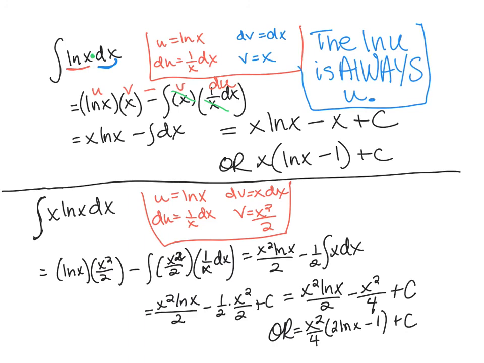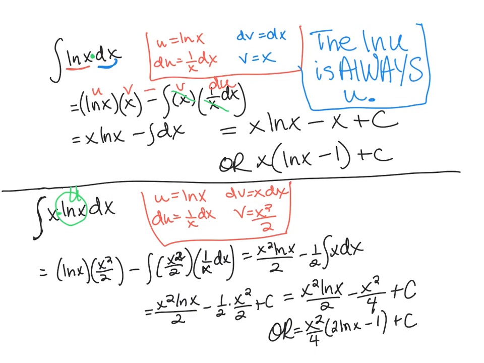All right, let's mix it up a little. Now in the next problem, we have these two parts: an x times an ln of x. And remember the rule, the ln is always the u. That leaves x dx to be the dv. So the derivative of the ln of x is 1 over x dx. The integral of x is x squared over 2. Just add 1 to the power, divide by the power.